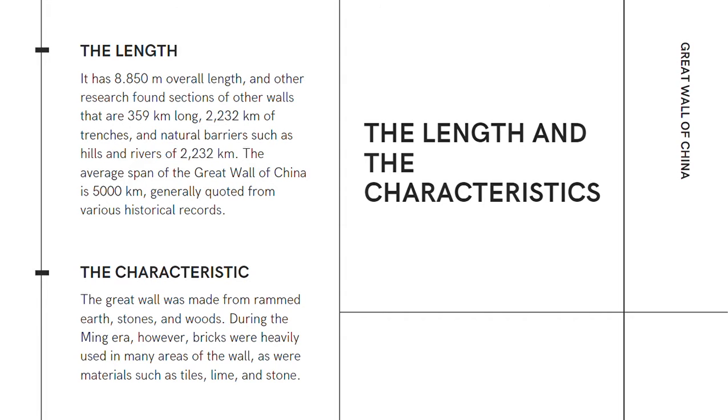The characteristic. The Great Wall was made from red earth, stones, and wood. During the Ming era, bricks were heavily used in many parts of the wall, as were materials such as tiles, lime, and stone.